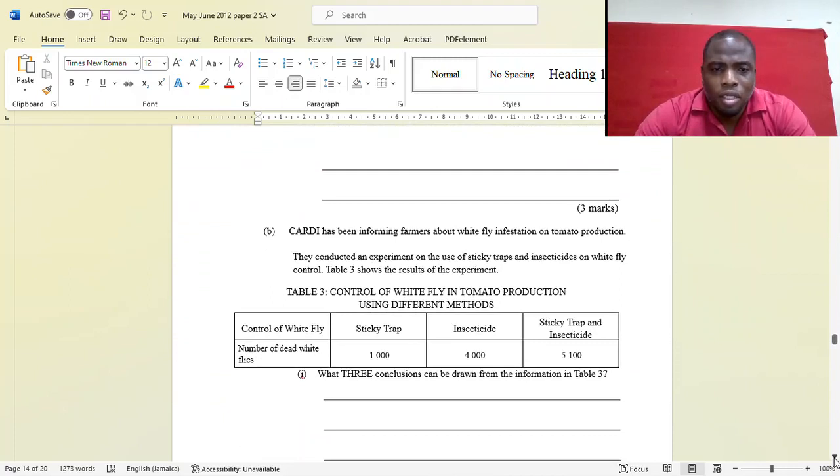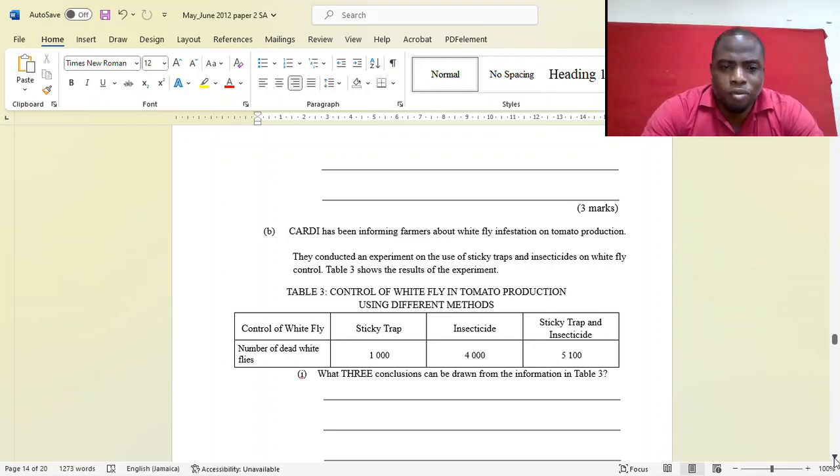Now, CARDI, the Caribbean Agriculture Research and Development Institute, has been informing farmers. One of the objectives of CARDI is to carry out research in the region. They are currently doing research based on this question about whitefly infestation on tomato production. They concluded an experiment on the use of sticky traps and insecticides on whitefly control. Table 3 shows the results of the experiment.